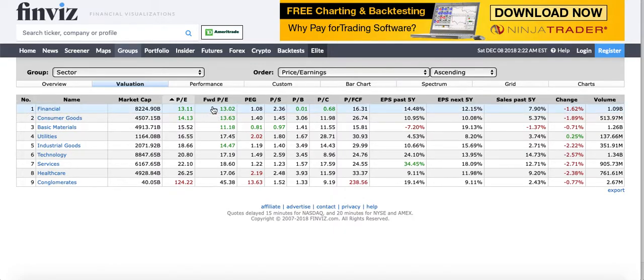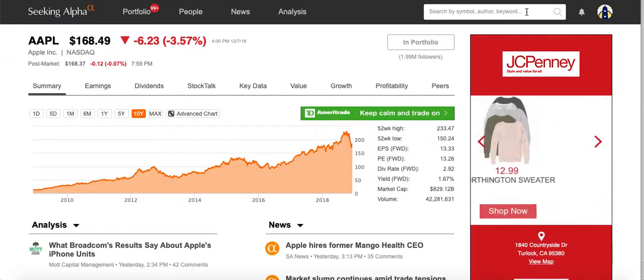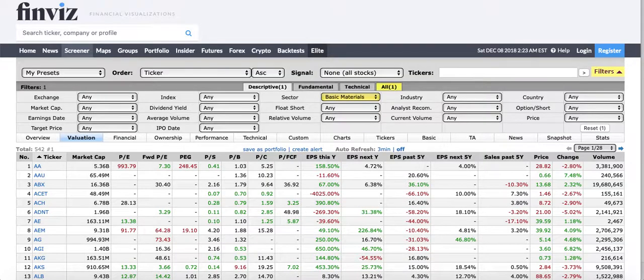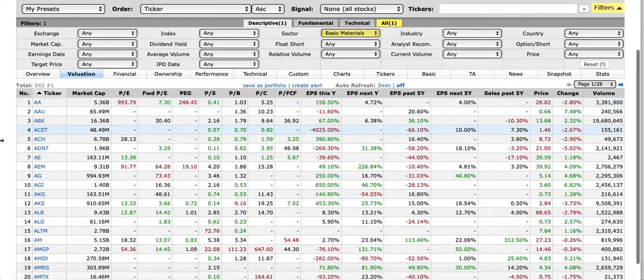But this can give you a general idea. Look at technology, 17 times. Where's Apple? 13 times. I'll let you decide if Apple is better than 17 times. Look at the 20 times here. But you'll see, basic materials 11 times. This is probably your steel makers, your lumber guys. You probably click on it and there you go. Yeah, Alcoa, companies like that.